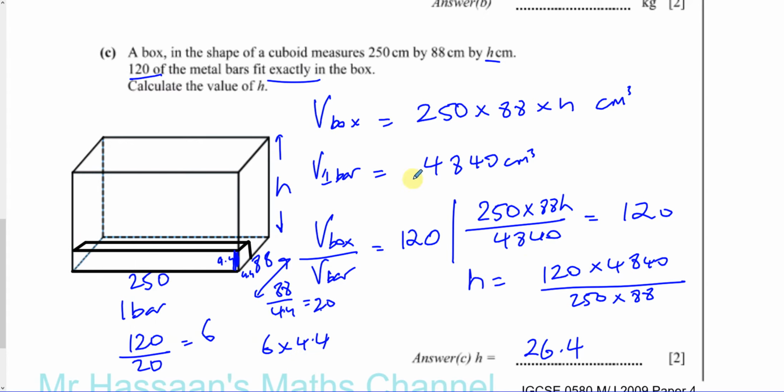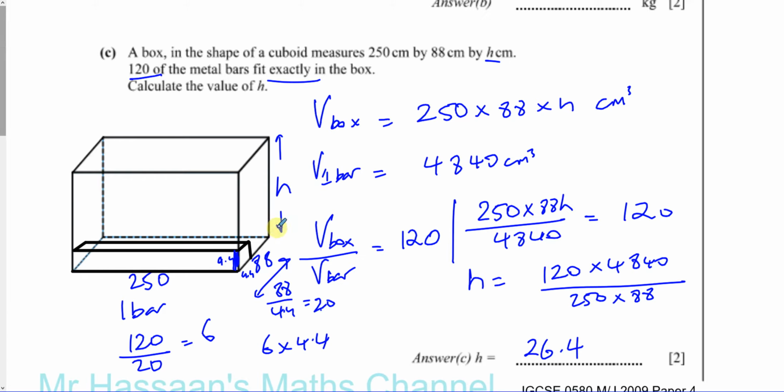I think this first way is easier, and that will definitely work because they fit exactly. If they didn't fit exactly into the box, then you'd have to use a method like this. Okay, and you'd have to deal with a whole number of bars. So for example, if on the height, say 6.2 bars fit, well, you can't have 0.2 of a bar, so then you'd have to use 6, and then you'd have to work out in that way somehow. Okay, so because it says exactly, you can use this method, which is perfectly fine.